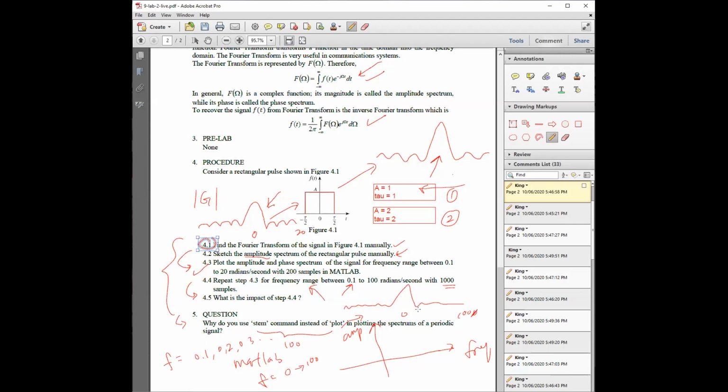Okay, you got what I mean already, right? So you need to write a MATLAB code to generate these numbers, 0.1 to 100, where it has a total of 1,000 numbers. Understand? So it is not related to the sampling theorem. Don't be confused by it. It's just for MATLAB to generate the axis.